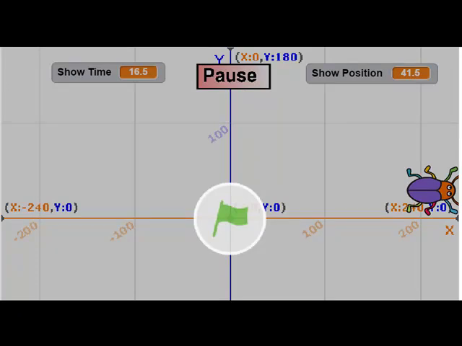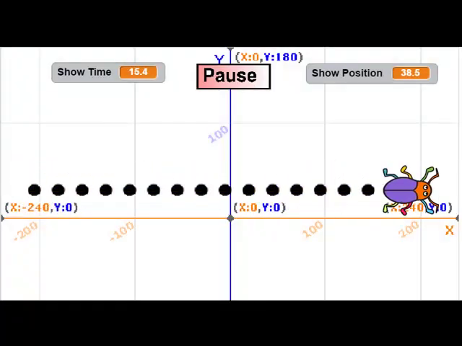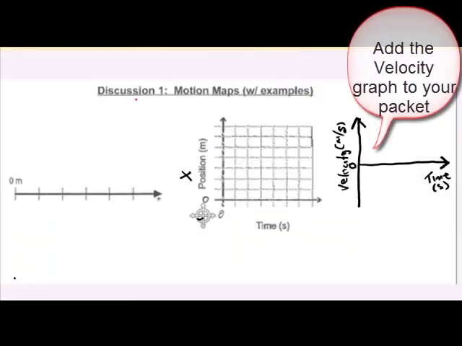Okay, so now let's take a look at the bug as it moves. We'll drop an oil drop out the back of the bug once a second or so. And here we go. So these dots will transfer over to a more generic motion map. Okay, so I'll put dots representing the motion of the bug.